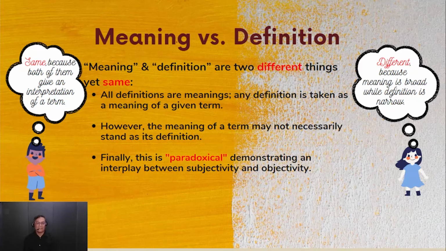And then finally, as I used to explain, this is a paradoxical relationship, which demonstrates an interplay between subjectivity and objectivity. Summing up, we say that meaning is approached based on subjectivity, so it is flexible, it is endless in its process, while definition is understood in the context of objectivity, so it is rigid, it is not flexible. Although it can be changed, it has to undergo a process.